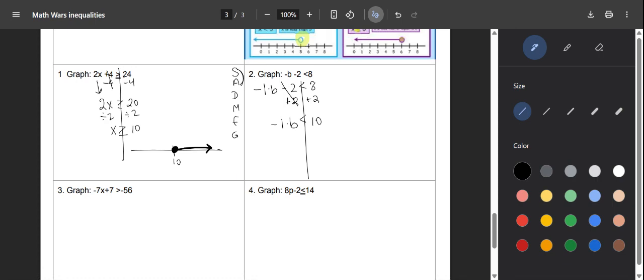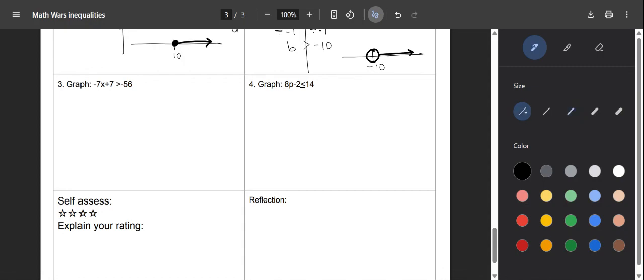I'm going to undo that with division, and I am dividing by a negative, so I need to flip my inequality symbol. B is greater than negative 10. So I'm going to go to my number line, put in a negative 10, and it's not equal to, so I leave an open circle, and it's greater than, so I shade everything bigger than negative 10.